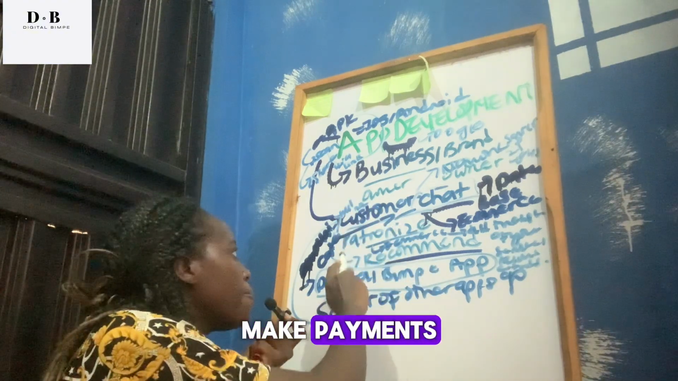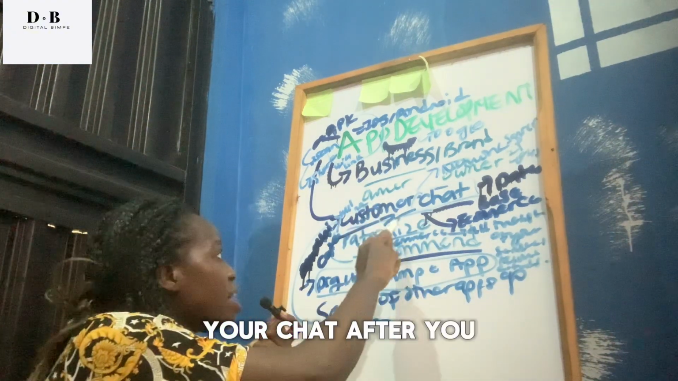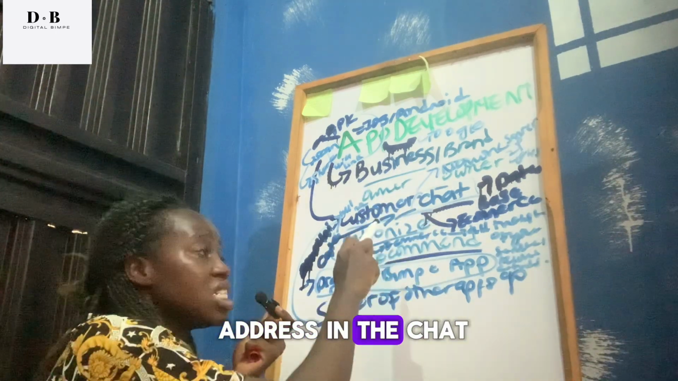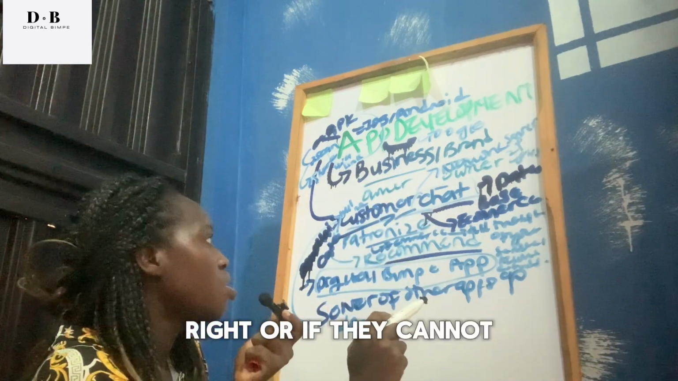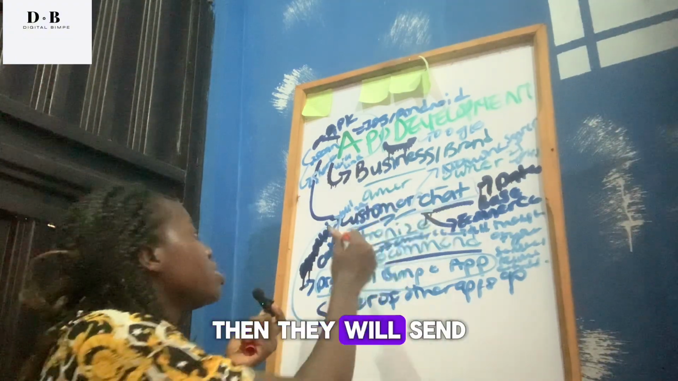So maybe when they make payment, they will chat you in the customer chat, which we call the user experience. They will chat you after they have made payment, and you have been able to deliver their product. They will even drop their address in the chat. Or if they cannot drop their address in the chat, maybe they will chat you that they've made payment, then they will send you feedback.